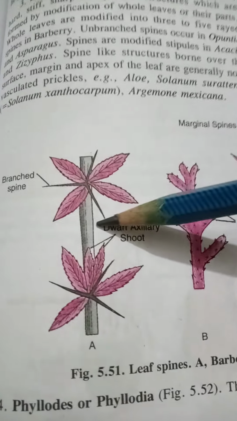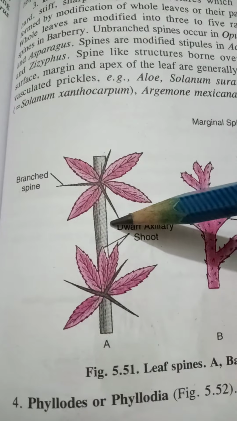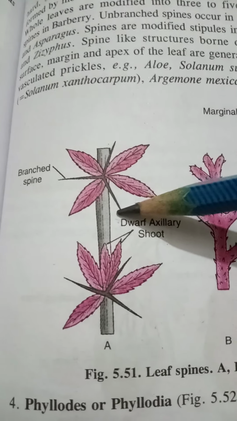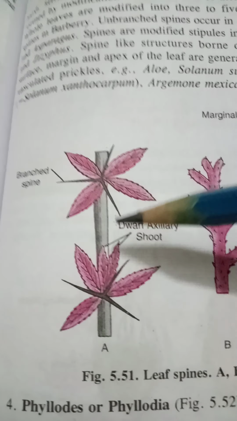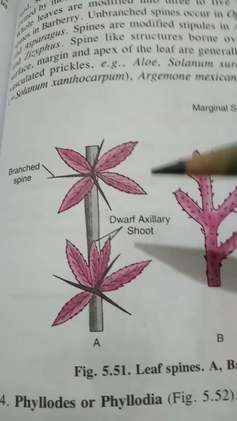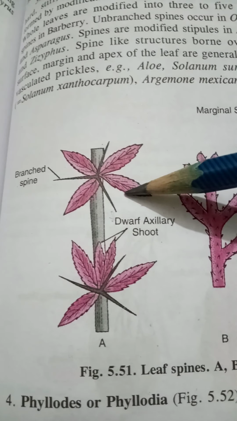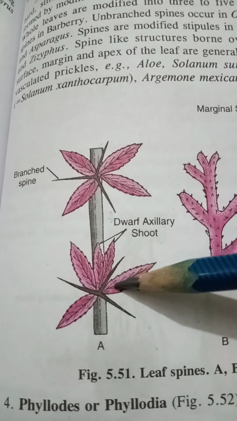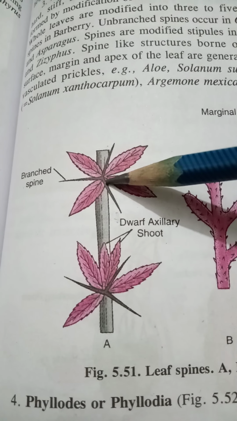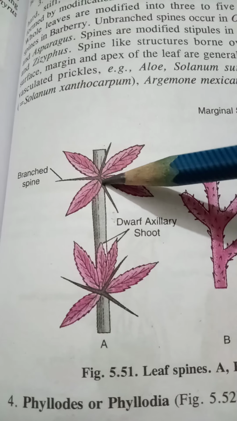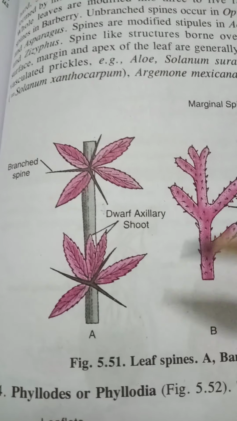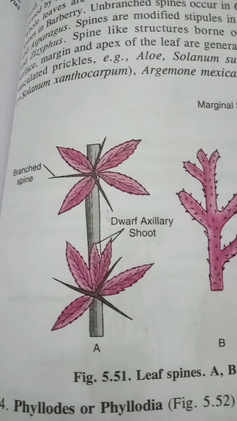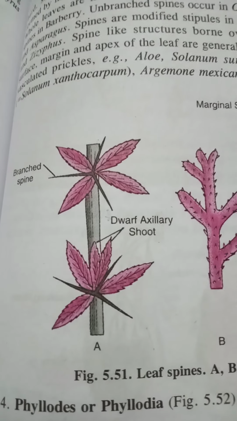Then next comes the leaf spines. Leaf spines are vasculated, hard, stiff, sharp, pointed structures which are meant for providing protection also. That means the whole leaves, in some particular plants, get modified into spines. This we observe in case of aloe vera, then Ziziphus also. Okay, these are examples.